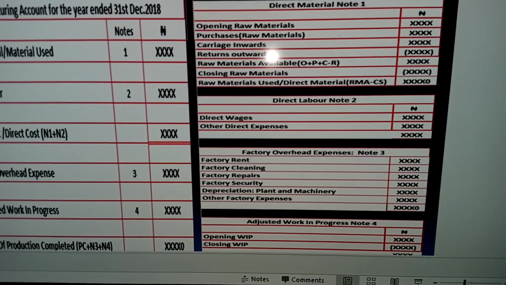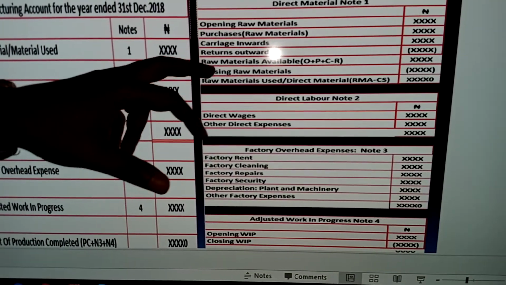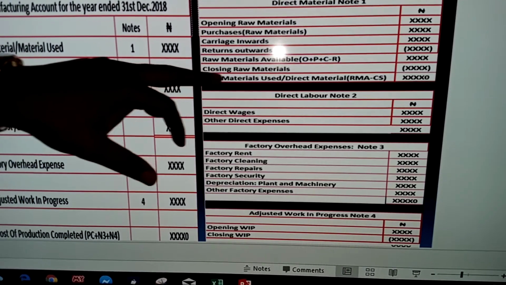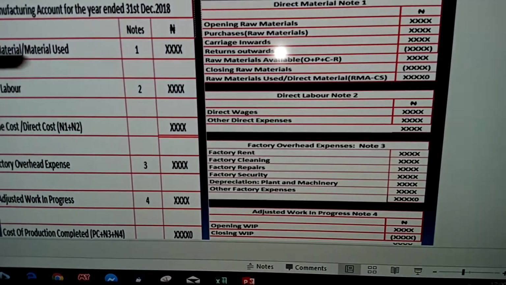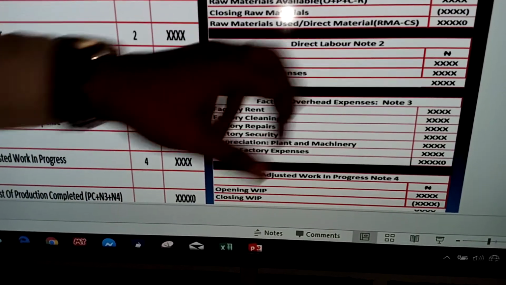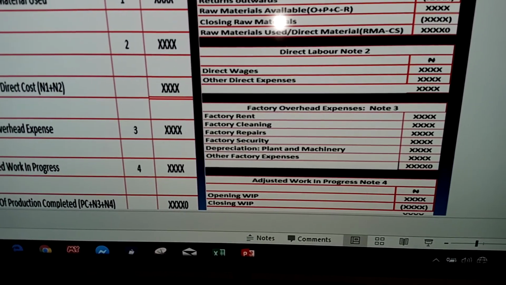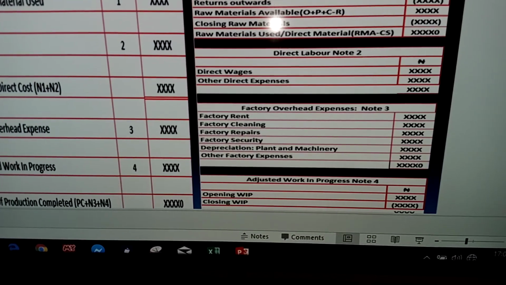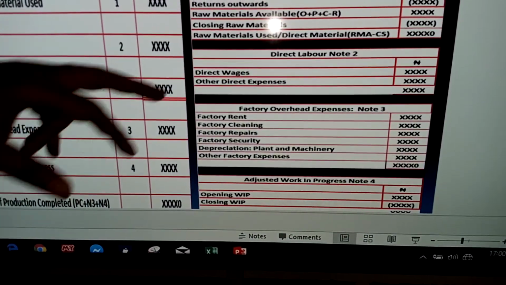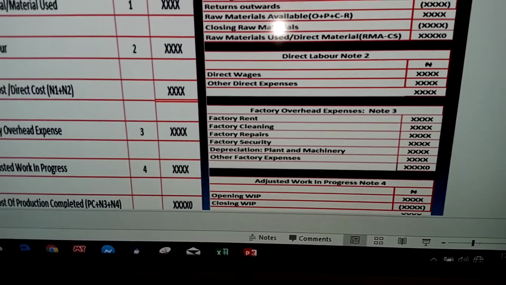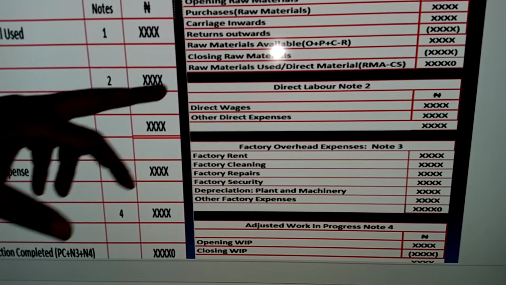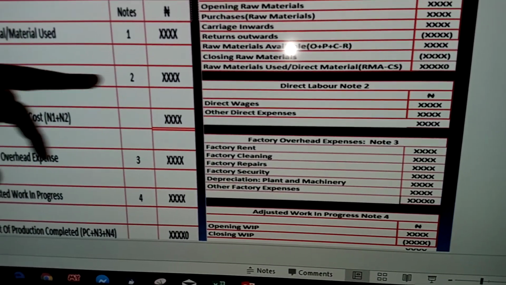So you now take out your closing stock of raw materials, the one that you have not used. So that now gives us your direct materials, or materials that are actually used for the period. That's what brings us to our direct materials here. The next one is your direct labor. Note 2. What are the labors that you employ directly in the production of the item? So we have direct wages and other direct expense. So once you're able to establish that this expense is directly involved in producing the product, it's a direct labor. So when you put it together, you have your direct labor here.